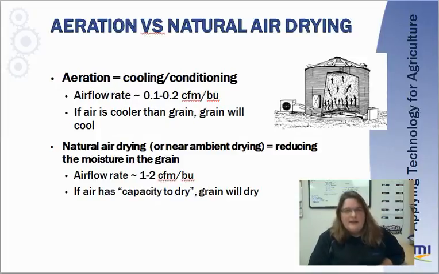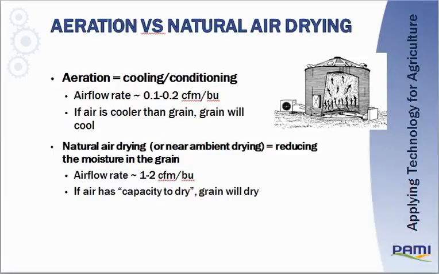Natural air drying, on the other hand, is actually removing moisture from the grain. And this requires a much higher airflow rate, about 1 to 2 CFM per bushel, so 10 times higher than the airflow rate required for aeration. And this is just because there needs to be sufficient energy within the bin to actually remove moisture from the grain. The physics behind natural air drying is a little bit more complicated. Basically, if the air has capacity to dry, then the grain is going to dry. And when air has capacity to dry is a topic for a completely different presentation.